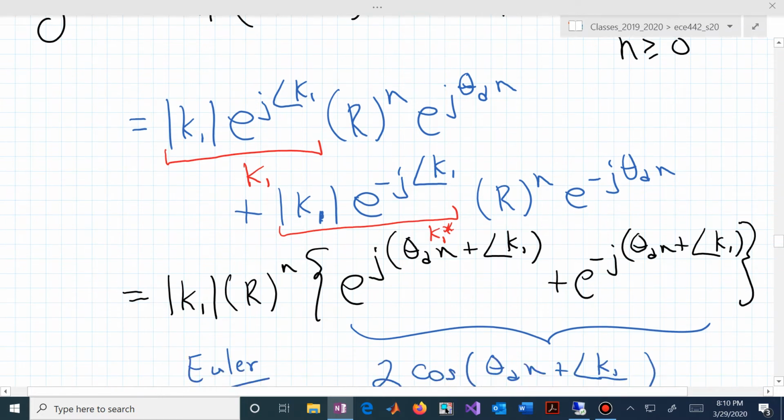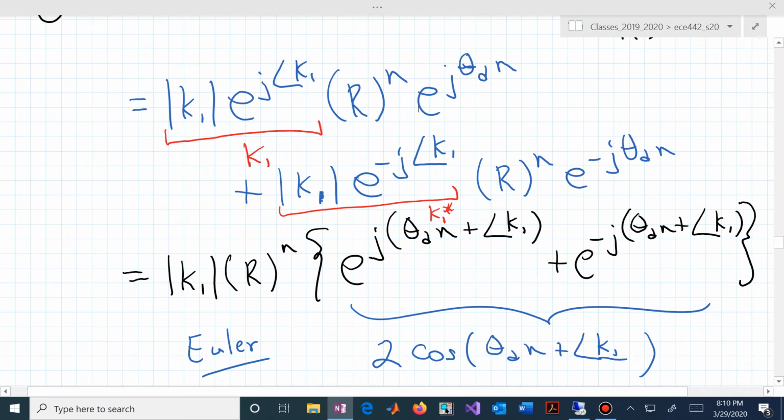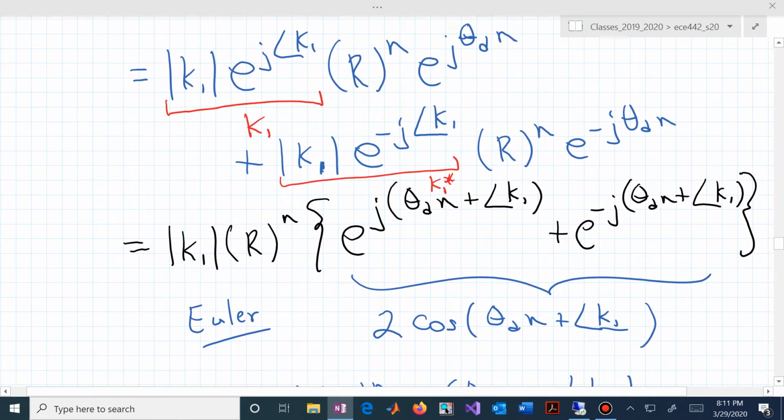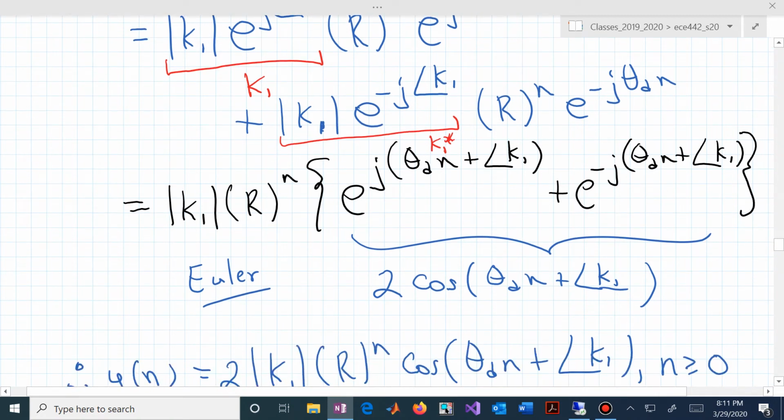Notice that our exponents are just negatives of one another, and that from Euler is just 2 cosine theta sub d n plus angle of K1. Remember, we're really just using cosine of x is equal to e to the jx plus e to the minus jx over 2. That's where this is coming from.